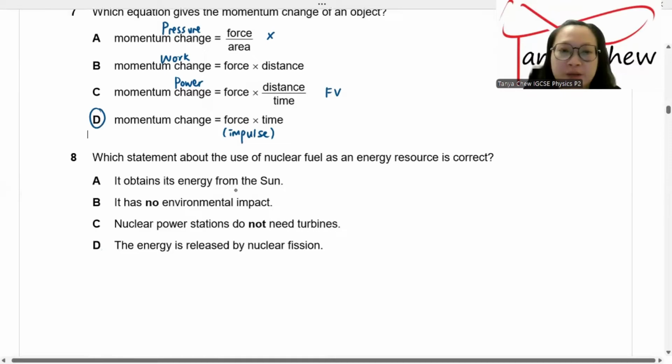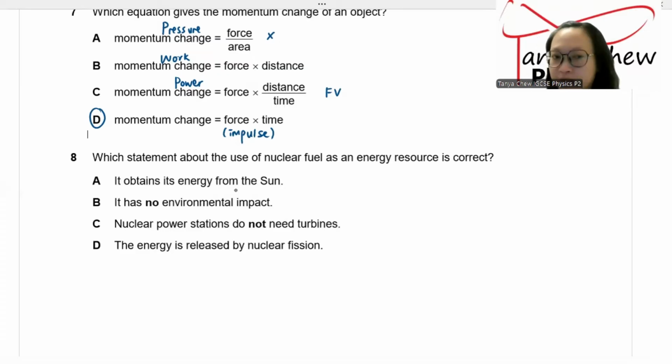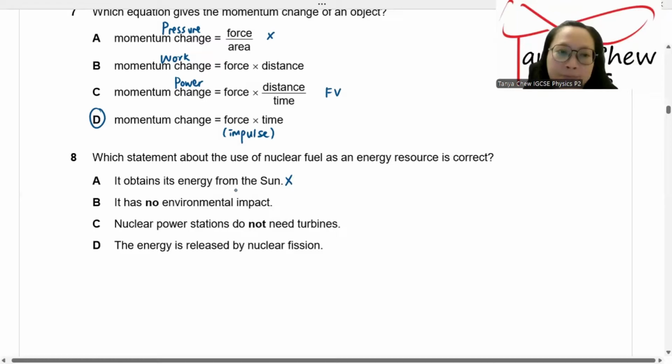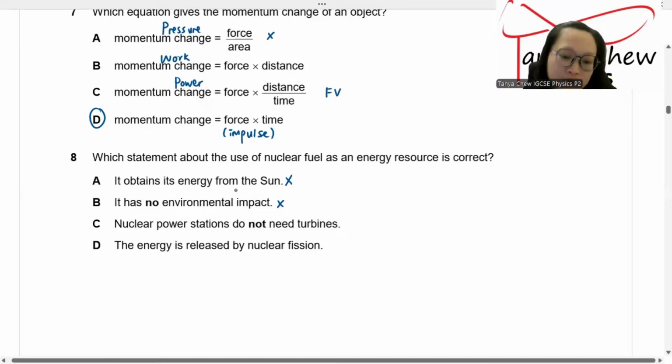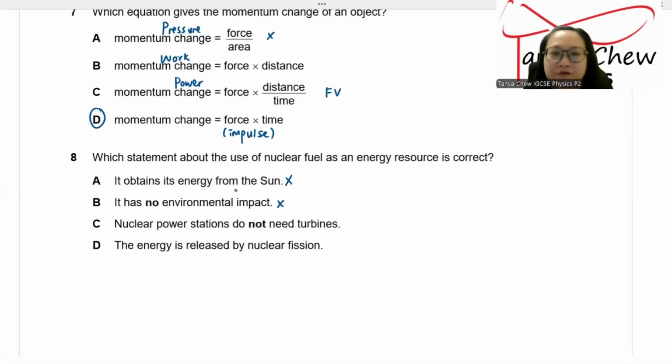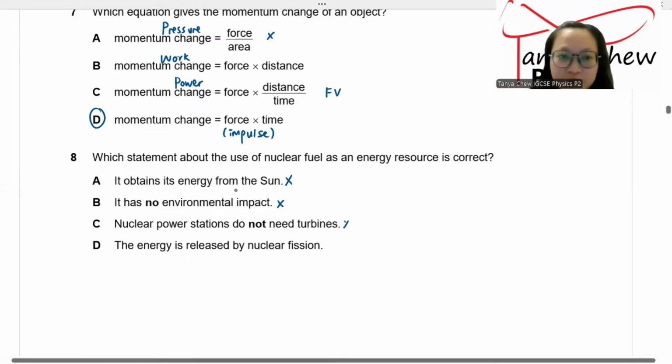Number 8, which statement about the use of nuclear fuel as an energy resource is correct? A, it obtains its energy from the sun. That is not true. B, it has no environmental impact. Wow, nuclear fuel, they are using radioactive sources, so of course it has environmental impact. So this is wrong. C, nuclear power stations do not need turbines. If you have no turbines, how are you going to generate electricity? Don't you think so? So this is wrong.